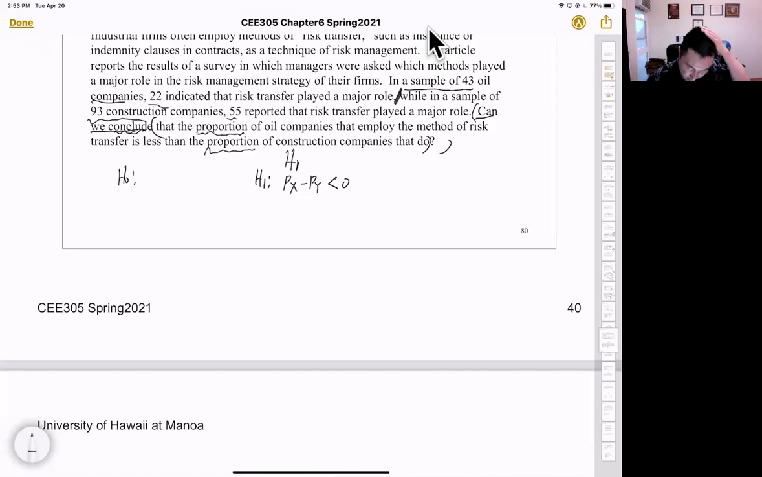less than 0. So if we define the oil company as X and the construction company as Y, then H1 will be Px minus Py less than 0. So the oil company proportion is less than the construction company proportion. Then H0 will be the opposite: Px minus Py larger than or equal to 0.